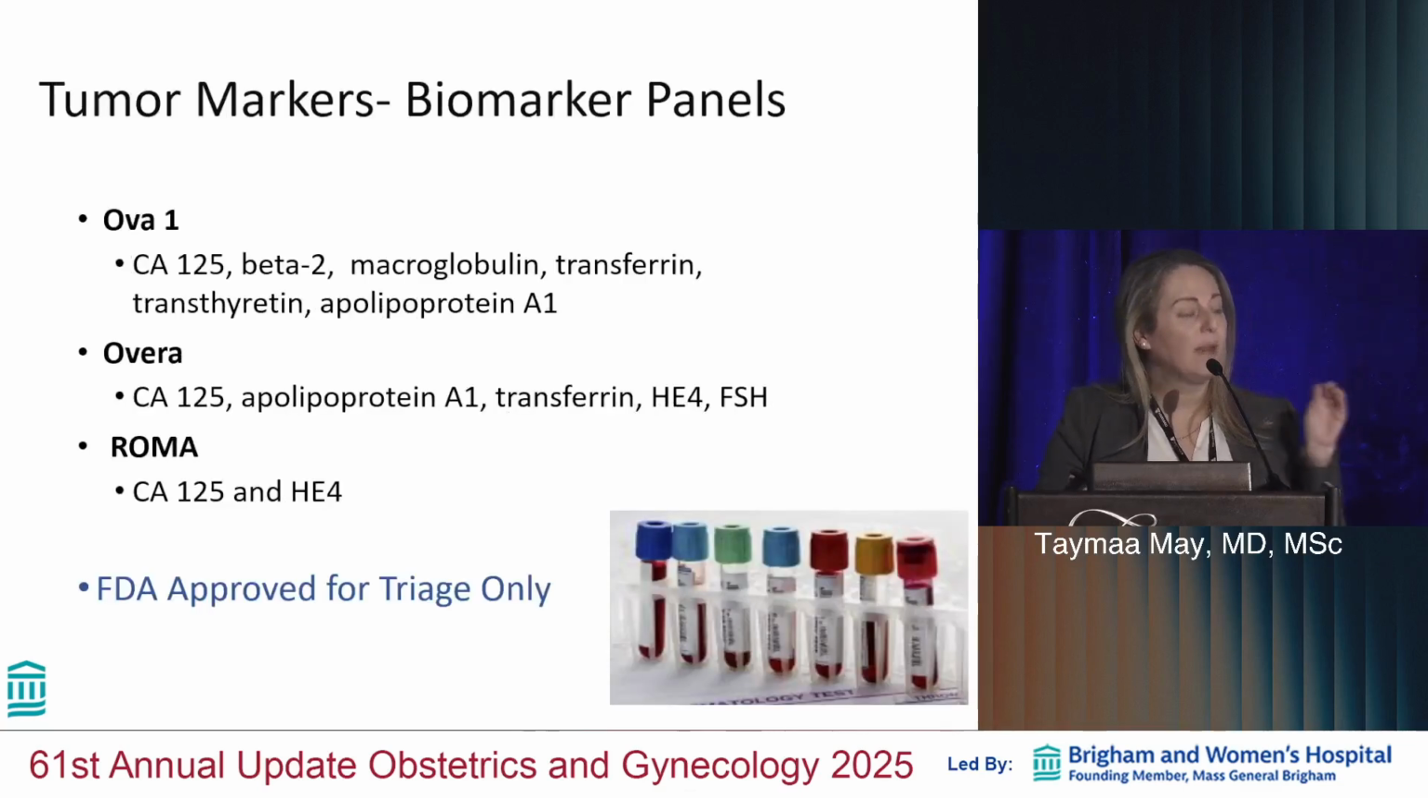OV1, there are panels that combine a few tumor markers. So if you have access to those, you might use those, which can be helpful. OV1 has several markers. Ovaria has HE4 and other markers, including FSH and CA125. The ROMA just has the two, CA125 and HE4. All of them are approved for triage, not for diagnosis.